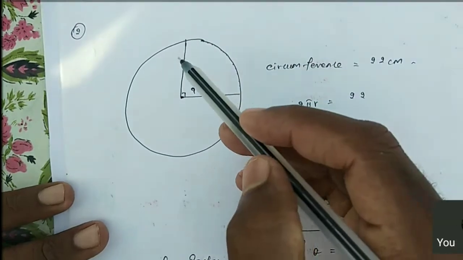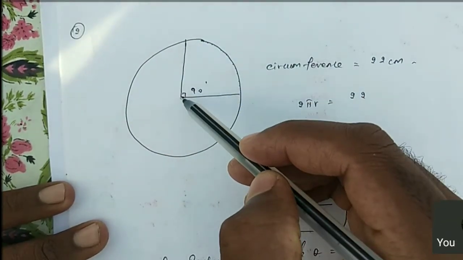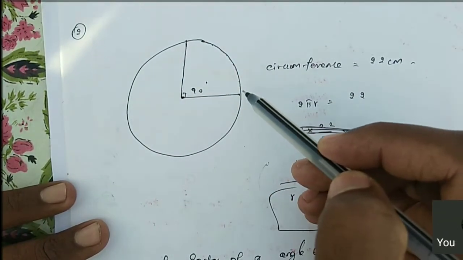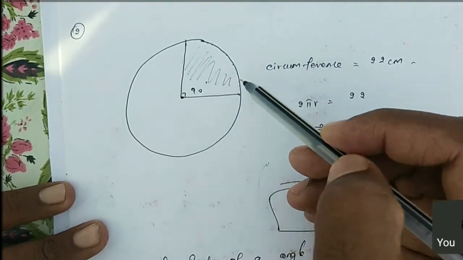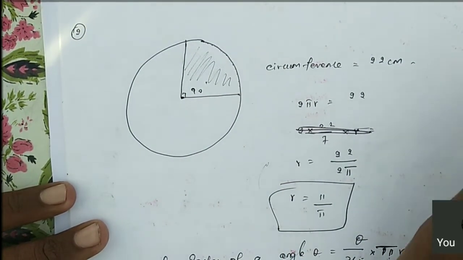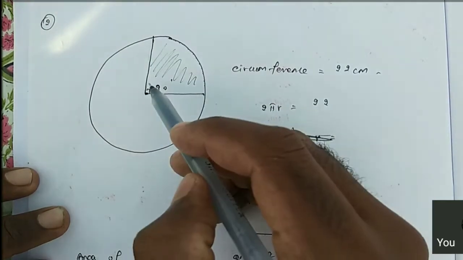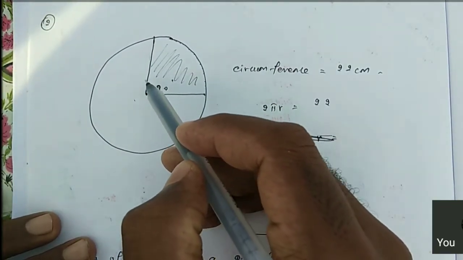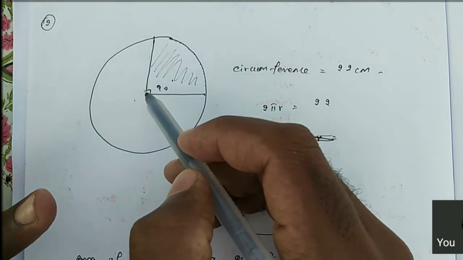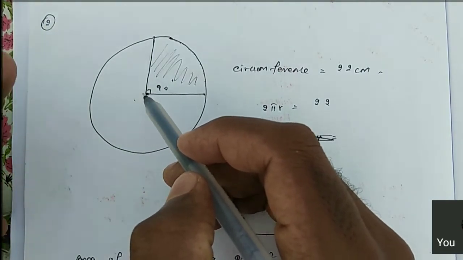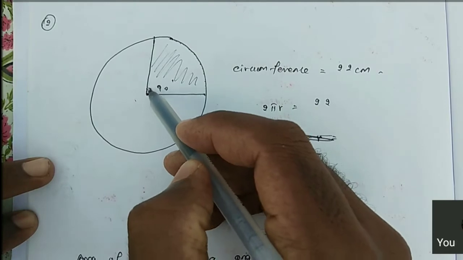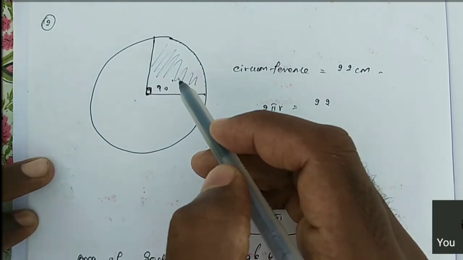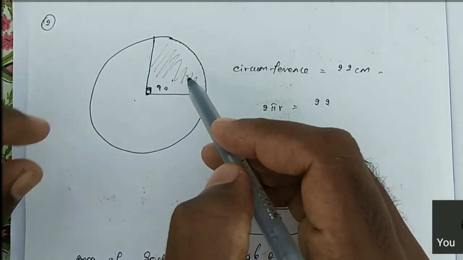So now it is a circle. In that circle, it is a quadrant, right? One by 4th of a circle. Clear? We should find this area. Then in that quadrant circle, what is the angle? Because the entire angle is 360, so 360 divided by 4 is one part. 1 by 4th of 360 is 90 degrees, right? So 90 degrees is a quadrant circle angle.